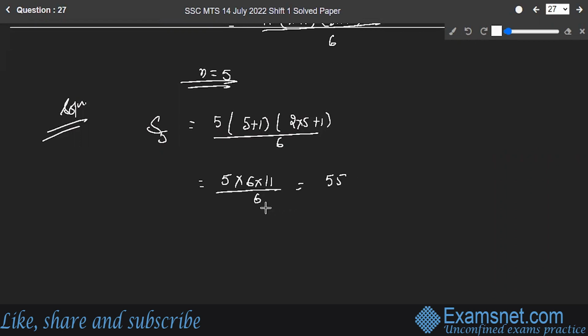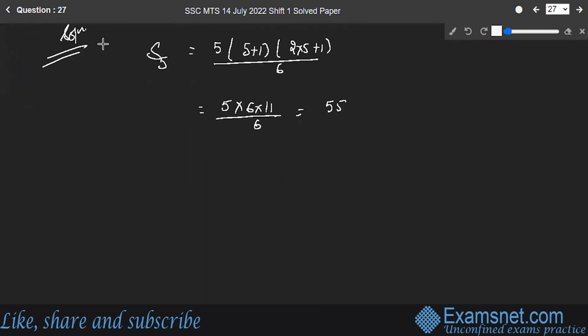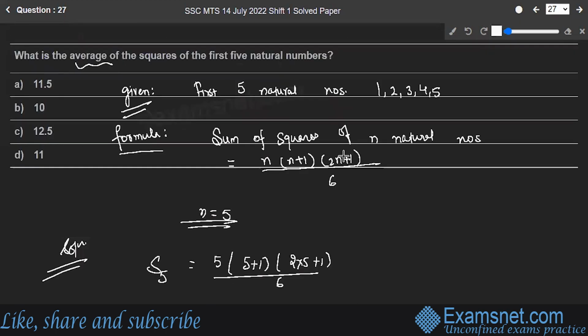Now this is the sum. What in the question do you have to find out? Average, right? Let's go for finding out the average. Average is sum divided by the number of terms, which is 5. So this is equal to 11. Okay. So the average of the square of the first 5 natural numbers is 11. Option D is the correct answer to the question.